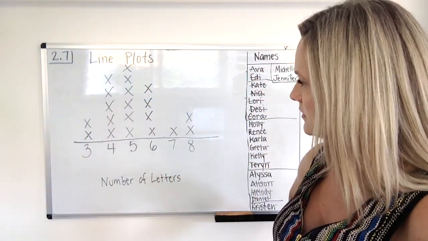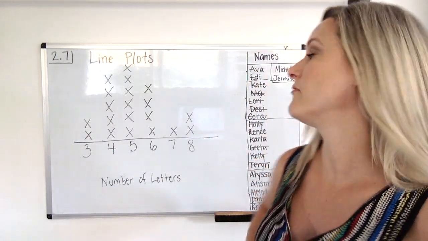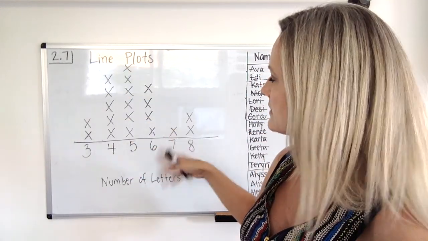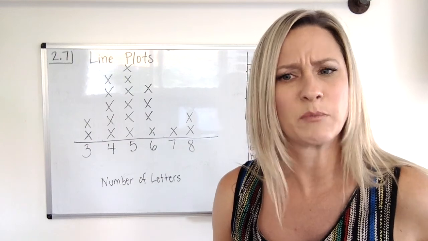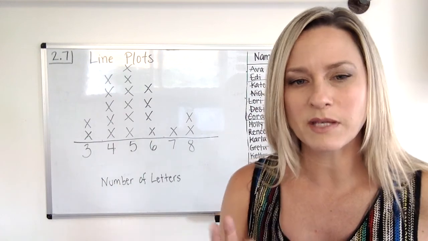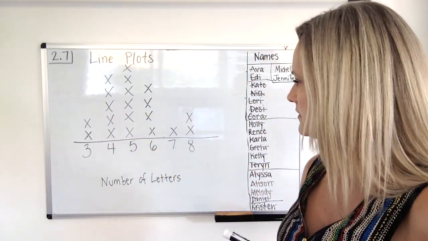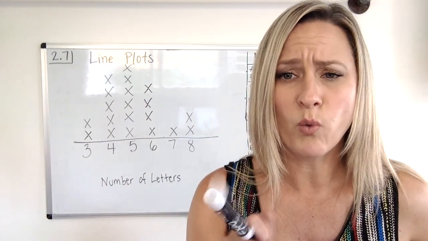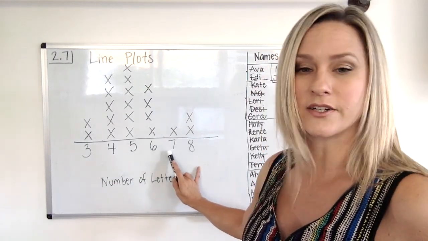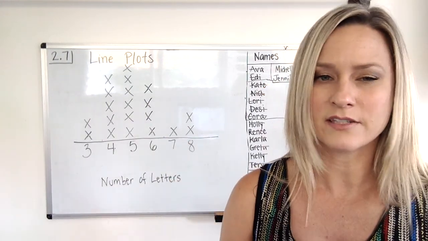What do you know? Maybe you're saying people with 5 letters had the most number of votes, or not votes, but tallies, or shall I say plots? 1, 2, 3, 4, 5, 6. There were 6 people who had 5 letters in their name. All right. Maybe you're saying there was only one person, and we forgot her at the beginning, who had 7 letters in her name, and that person was Kristen. So there was only one person that had 7 letters in their name.